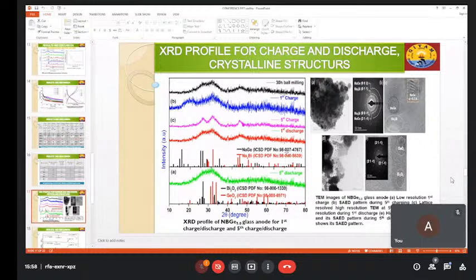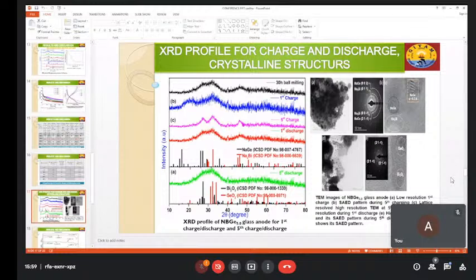In the first charge and fifth charge, sodium germanium and sodium bismuth plane peaks are observed. Similarly, in the discharge cases, bismuth oxide and germanium oxides are also observed. So I noticed this. Here are the TEM images.